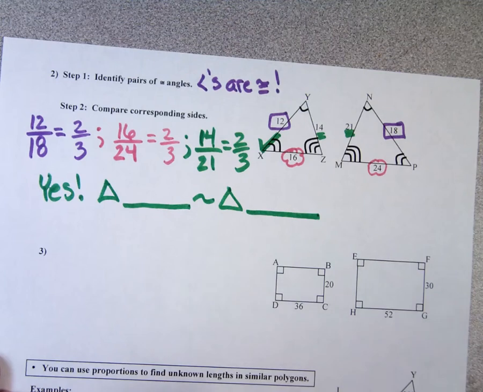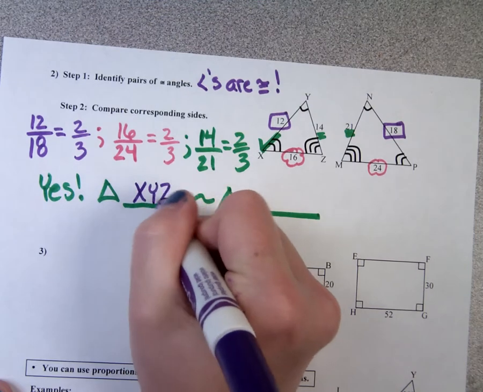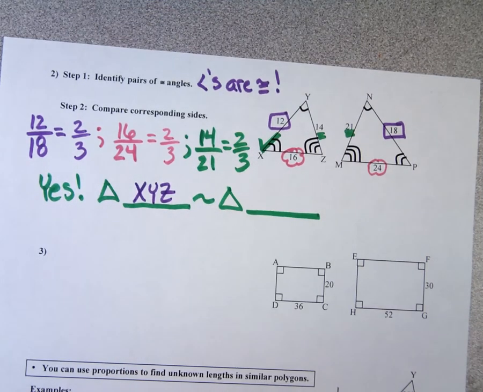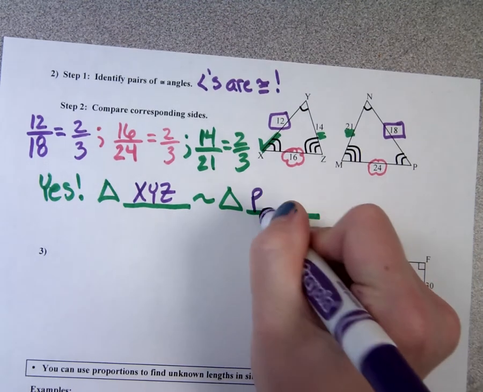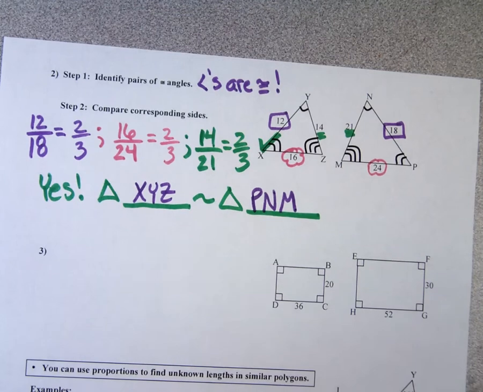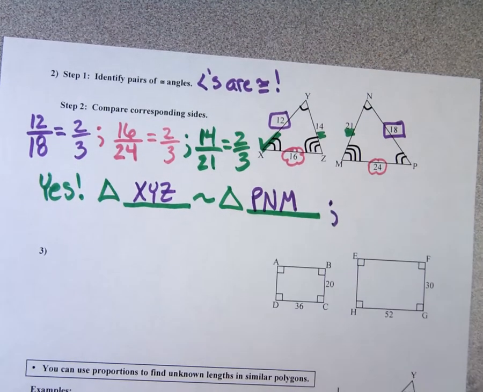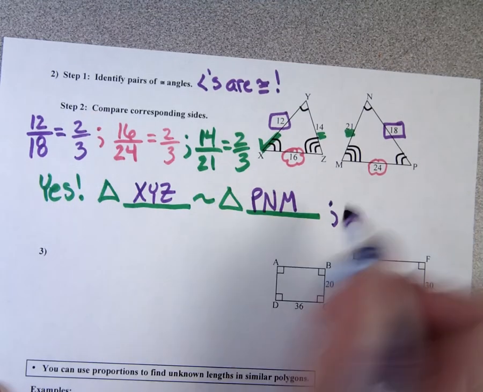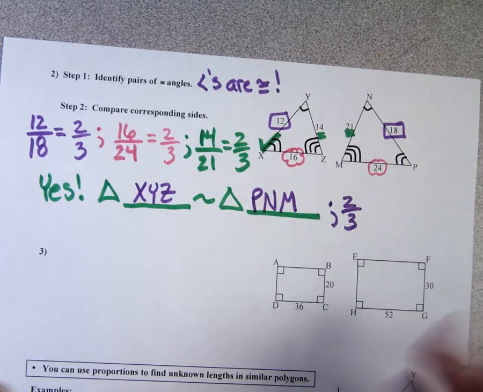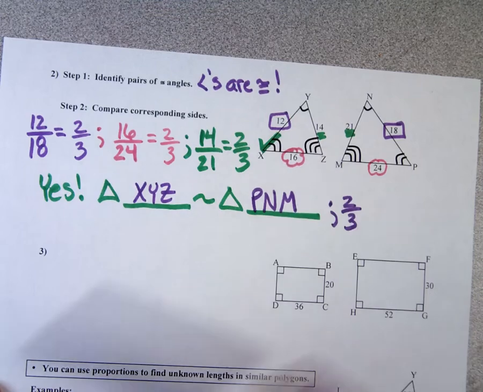Triangle blank is similar to triangle blank. And I can call this first one whatever I want. Let's go XYZ. And what would you say XYZ is similar to? PNM. You have to make sure you match up your corresponding parts. And then the similarity ratio is 2/3. Which simply means that this triangle is 2/3 the size as that one.